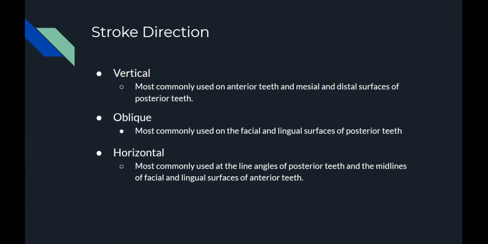Stroke direction. There are 3 stroke directions we will introduce to you with scalers. Vertical. This stroke direction is most commonly used on anterior teeth and mesial and distal surfaces of posterior teeth. Oblique. This stroke direction is most commonly used on the facial and lingual surfaces of posterior teeth. Horizontal. This stroke direction is most commonly used at the line angles of posterior teeth and the midline of facial and lingual surfaces of anterior teeth. We will be showing you how to use this horizontal stroke on the distal line angles of posteriors and the midlines of anterior facials.